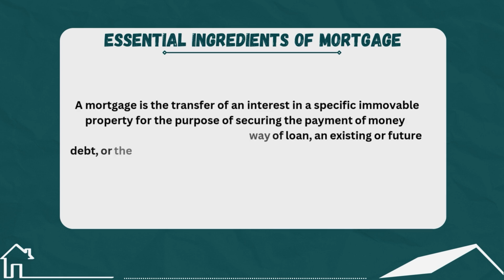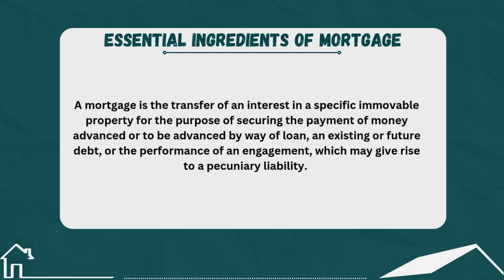Now, we will look into the essential ingredients of a mortgage. A mortgage is the transfer of an interest in a specific immovable property for the purpose of securing the payment of money advanced or to be advanced by way of loan, an existing or future debt, or the performance of an engagement which may give rise to a pecuniary liability.